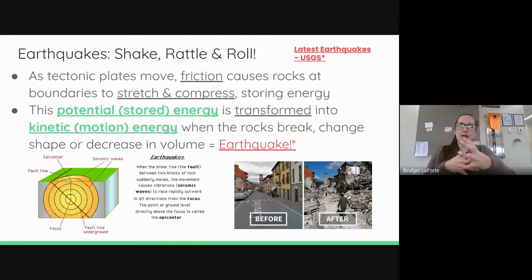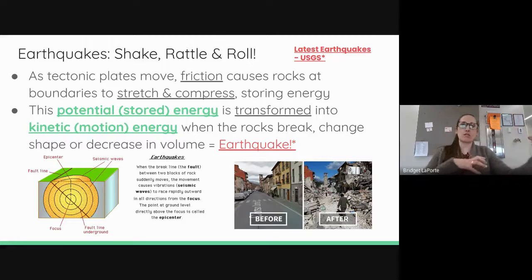And basically, as that happens, that energy, right? We're storing energy because we're essentially trying to do some work on these rocks as we move. And so all that potential energy, all of that energy gets stored up. And then eventually one little movement causes those rocks to actually finally shift past each other.